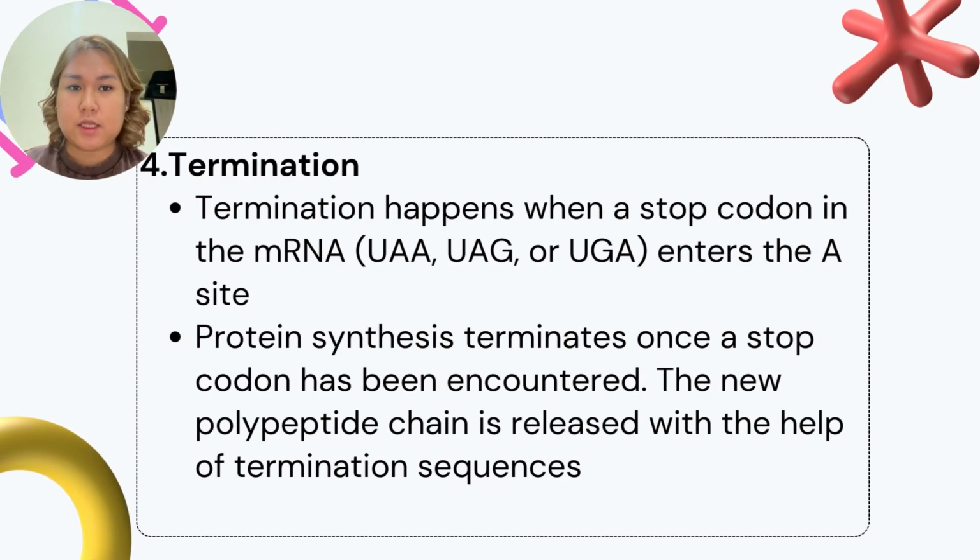And the last stage is termination. Termination happens when a stop codon in the mRNA, UAA, UAG, or UGA, enters the A site. Protein synthesis terminates once a stop codon has been encountered. The new polypeptide chain is released with the help of release factors.